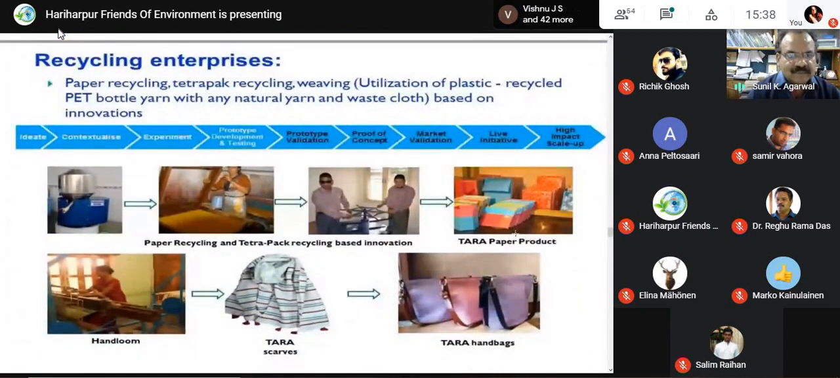And this is what they have come up with, a technological solution as a recycling enterprise from idea to experiment. That is what all core groups are working on, the same principle: prototype development, field testing, proof of concept, and market validation, and then high impact scaling up efforts. So they have designed and developed a paper recycling unit where they are using a solar waste drying system and making varieties of value-added products for different purposes. Next slide, please.